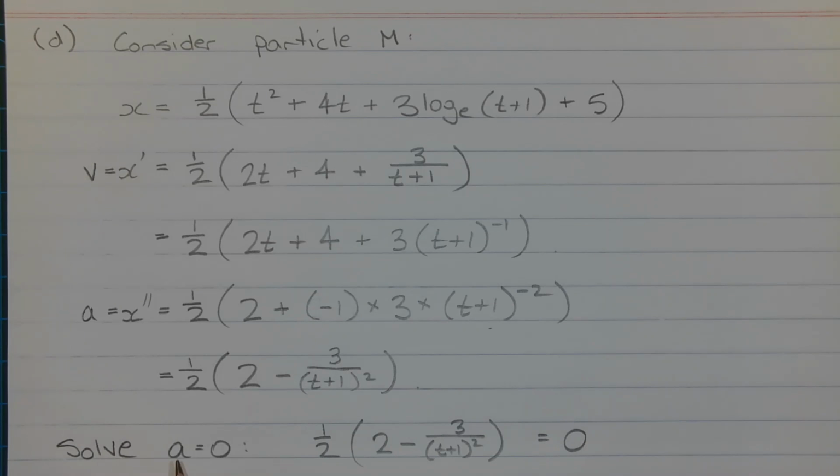Next, we solve the equation a equals 0 to give us the value of t, or the value of time, when the acceleration of the particle is 0. So we're solving 1 over 2 times (2 minus 3 over (t plus 1) in brackets squared) equals 0.